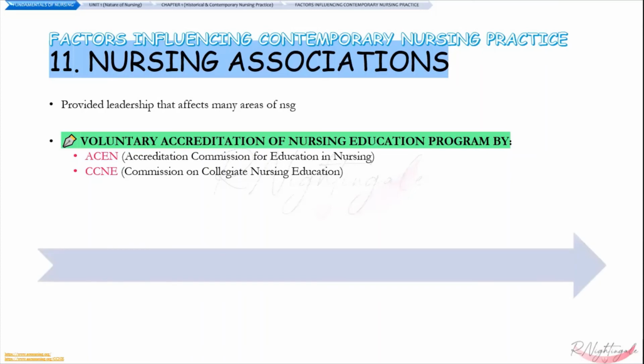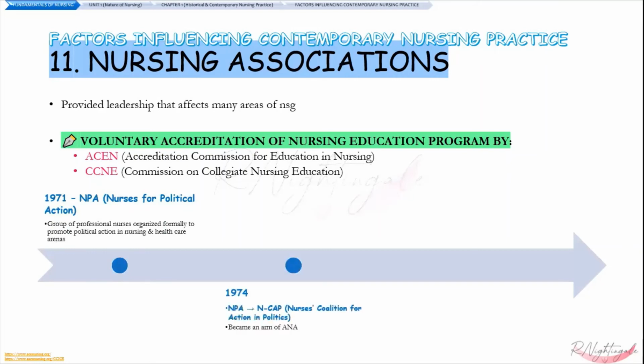To influence policymaking for healthcare, a group of professional nurses are organized formally to promote political action in the nursing and healthcare arenas. The NPA, or the Nurses for Political Action, formed in 1971 and became an arm of the ANA in 1974 when its name changed to Nurses Coalition for Action in Politics, or NCAP. In 1986, the name was changed to American Nurses Association Political Action Committee, or the ANA PAC. Through this group, nurses have lobbied actively for legislation affecting healthcare. A number of nursing leaders hold positions of authority in government. Attaining such positions is essential if nurses hope to exert ongoing political influence.